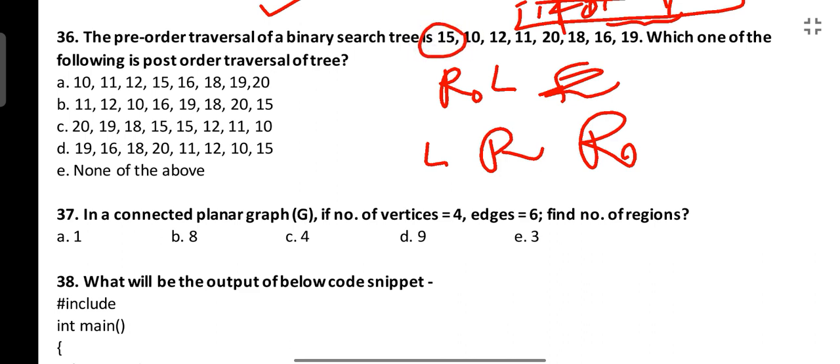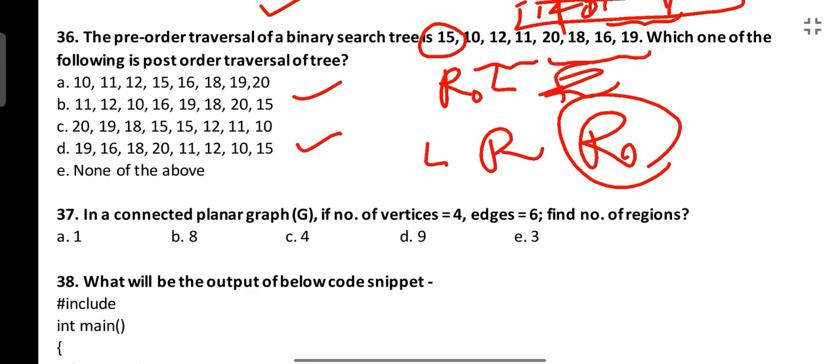So this is the root, main root. So in post-order, the main root should come in last. So we have to see in which option 15 is coming last. So option B is there, option D is there. And we are talking about a binary search tree. So the left subtree will be less than the root. So whatever is less than 15, that will come to the left subtree. So 10, 11, 12, these are the left part, and 16, 20, 18, 19, these are the right subtree.